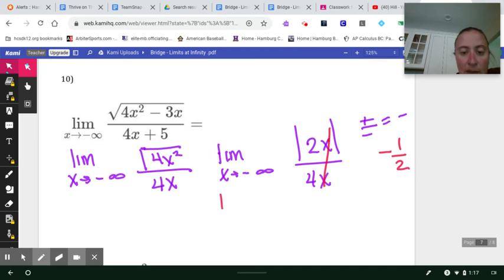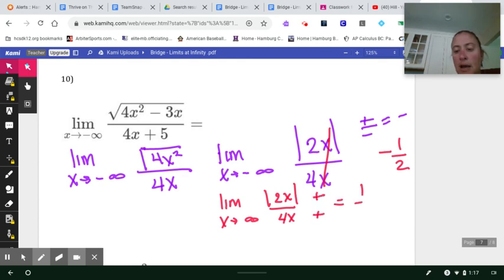If I were to take the limit as x approaches positive infinity of the absolute value of 2x over 4x, in the numerator, 2 times infinity and its absolute value would be positive. 4 times infinity is positive. So I would say this one would be a positive 1/2.